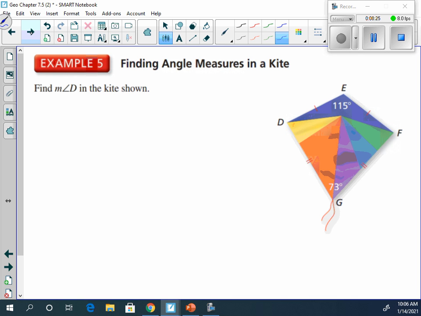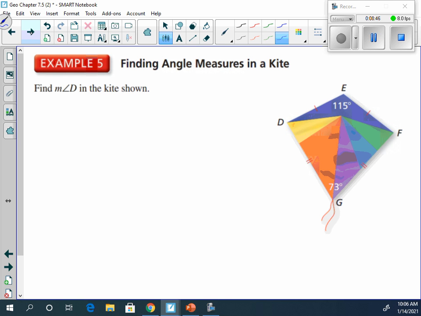Find the measure of angle D in the kite shown. So we know it's a kite because we have two sets of consecutive congruent sides. We know that one angle is 115 degrees, and one angle is 73 degrees.